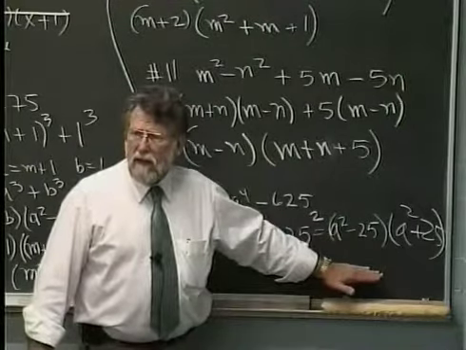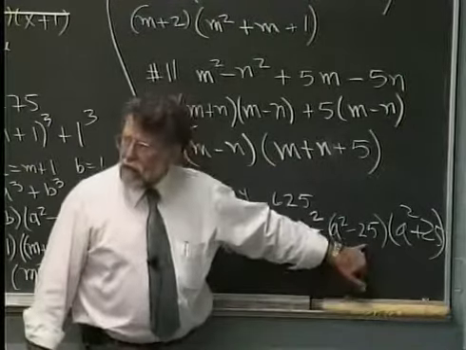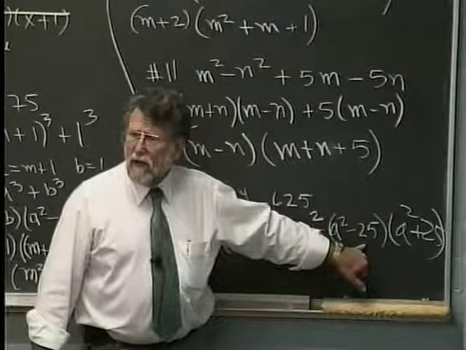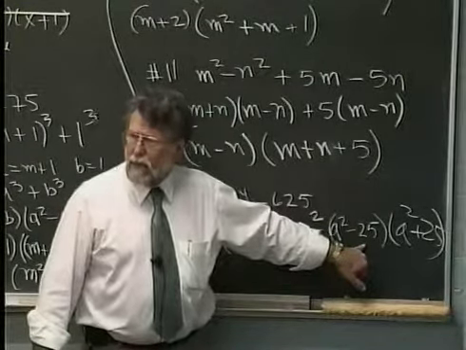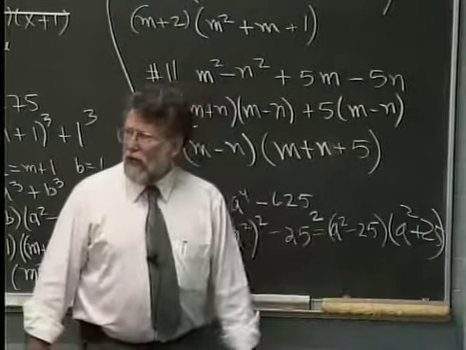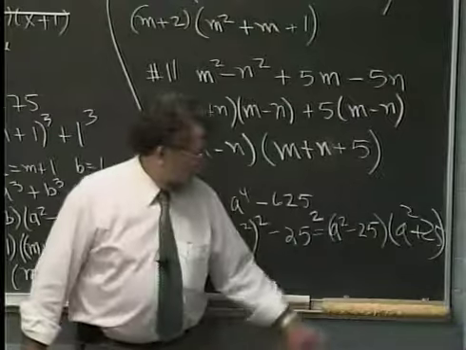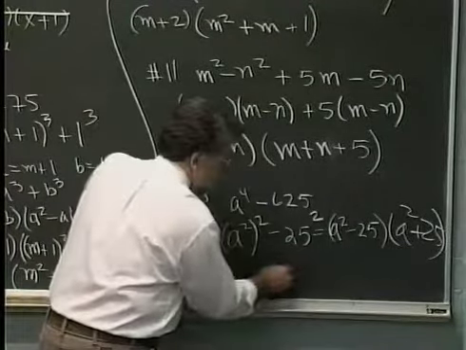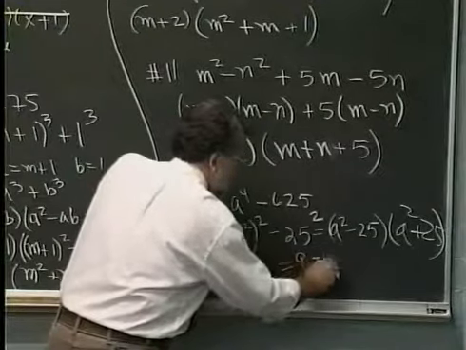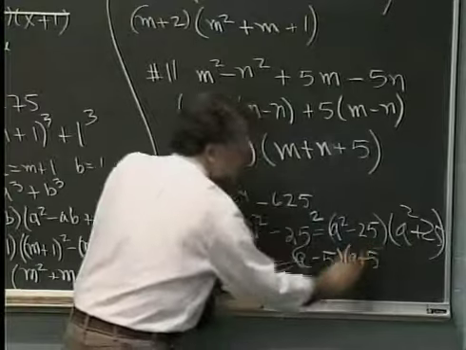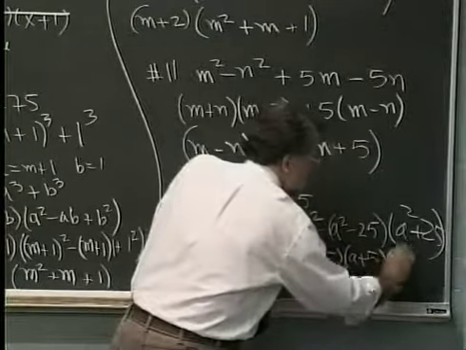That's not complete, because the 25 is a perfect square. So the a squared minus 25 I can write as a minus 5 times a plus 5. And the a squared plus 25 is prime. So that finally becomes a minus 5, a plus 5, and a squared plus 25.